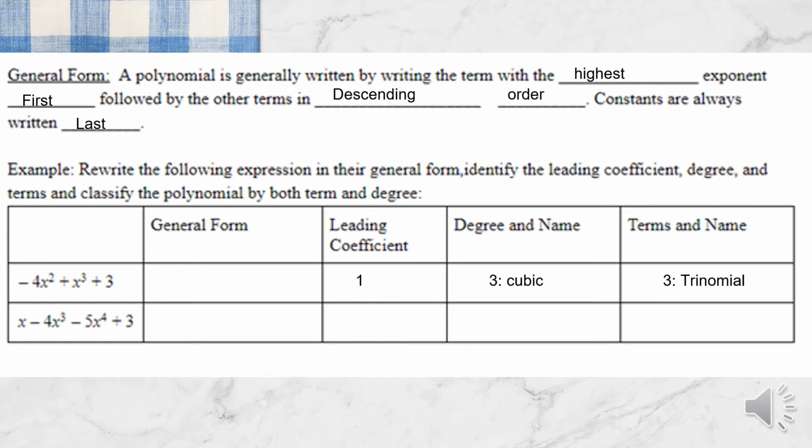In the bottom example, I see 4 terms, the x, the negative 4x cubed, negative 5x to the 4th, and positive 3. So that's going to be called a polynomial because it's more than 3. All right, our degree or highest exponent is 4. And we said on the last page, even though we don't have it written down in our notes, a 4th degree polynomial is called a quartic. And our lead coefficient is the number in front of that, which is a negative 5. So to write this in general form, it would have to be negative 5x to the 4th minus 4x cubed plus x plus 3.